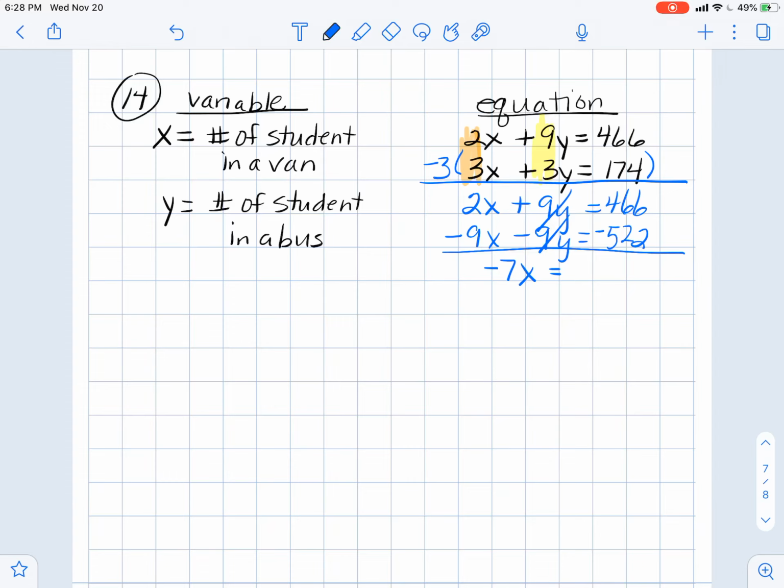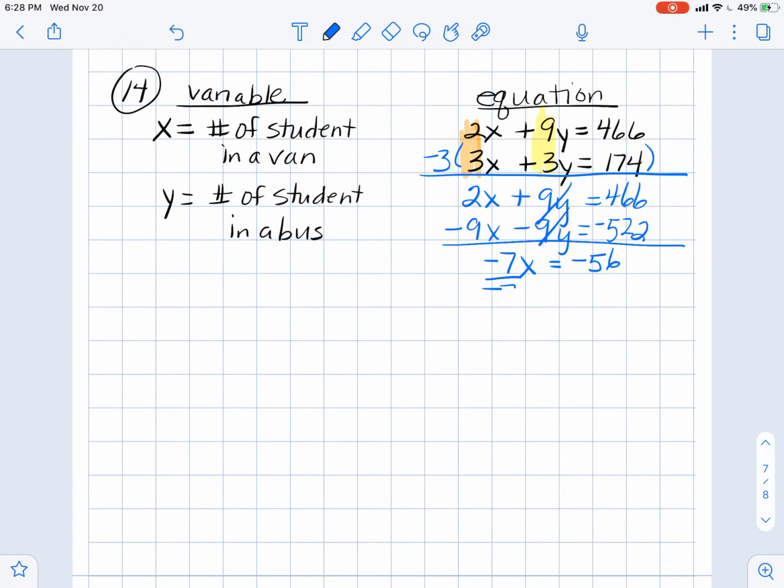So now, when I subtract, I get negative 56. That's a lot better, okay? I'm going to divide both sides by negative 7, so x is 8. And again, guys, we can't have a partial bus, so it shouldn't make sense to have a decimal.